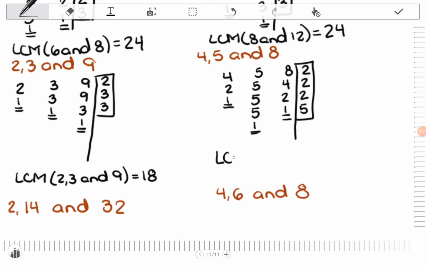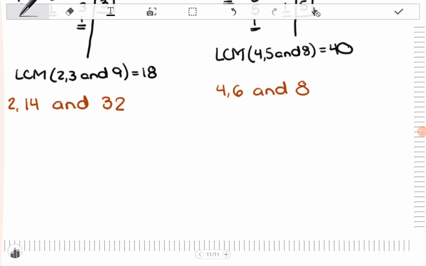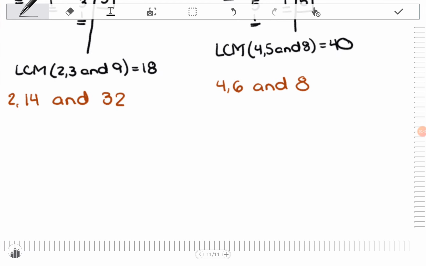The LCM between 4, 5, and 8 is going to be 5 times 2, 10, times 2, 20, times 2, 40. Perfect. Now, last two exercises. Same, 3 numbers. So we're going to do over here 2, 14, and 32.